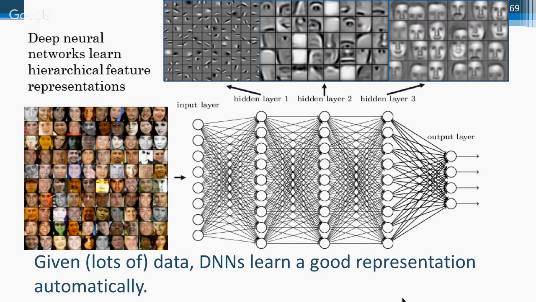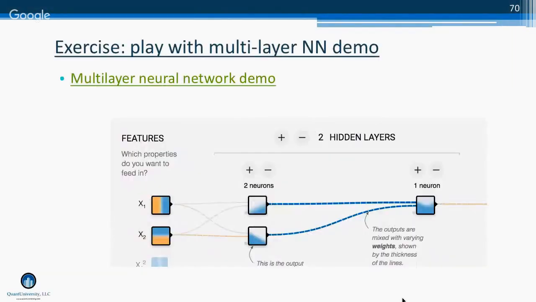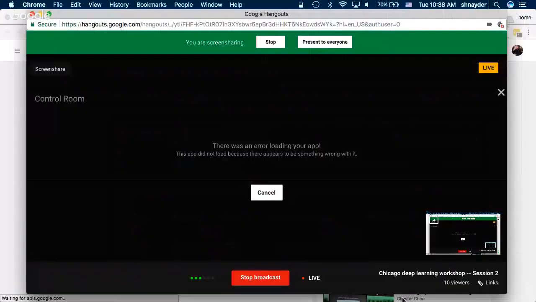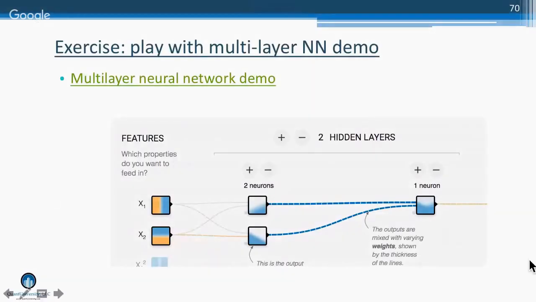So let's quickly do this. Let's go back to our playground and actually use more hidden layers. I guess I need to stop this. Where's my stop button?